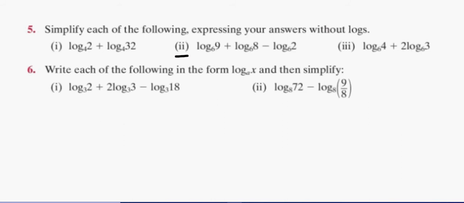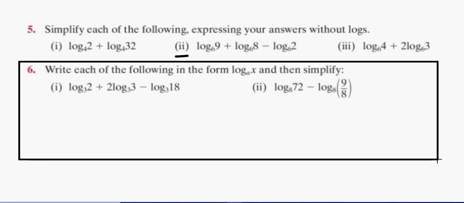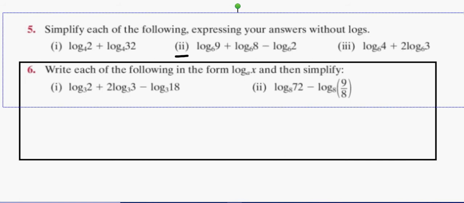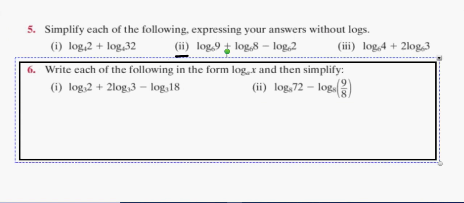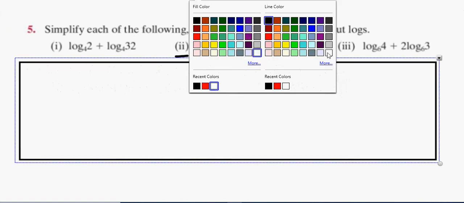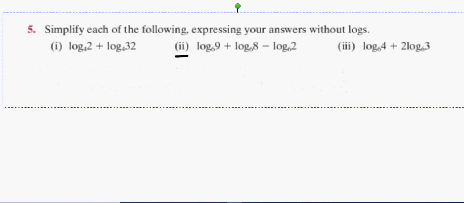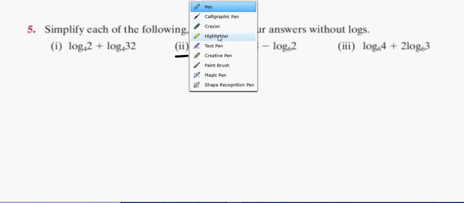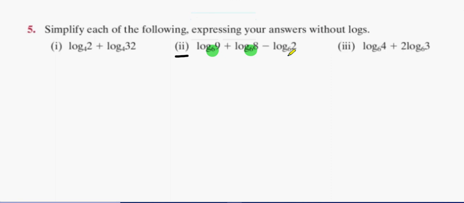Okay? Now, question 5, part 2, guys, is quite easy. All you need to do is, first of all, identify: are they all the same base as each other? Do they all have the same base number? Does everyone understand what I mean by base number? Do they all have 6s? If they all have 6s, the standard rules apply.